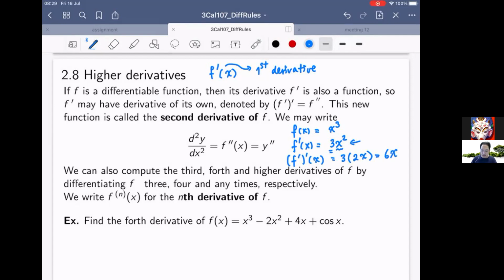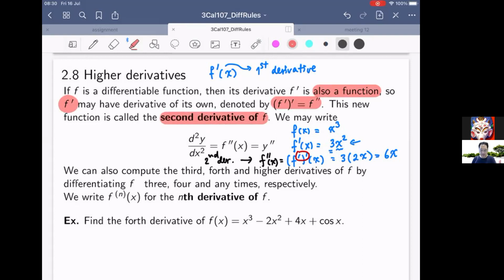However, instead of continuing to use this kind of notation, we are going to say that this is simply f double prime of x, and we call this the second derivative of this function. So if f is a differentiable function, the derivative f prime is also a function, as we can see from the example. It means that f prime may have a derivative of its own, and we denote it by f double prime. This new function is called the second derivative.